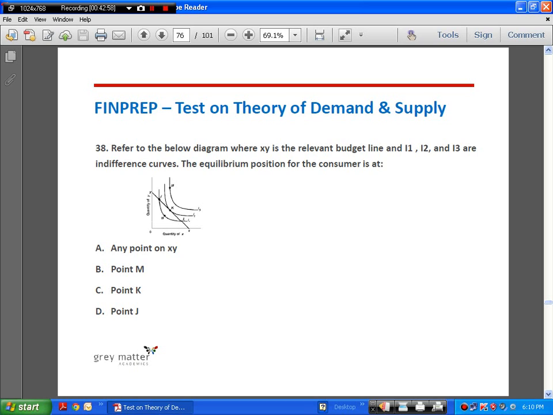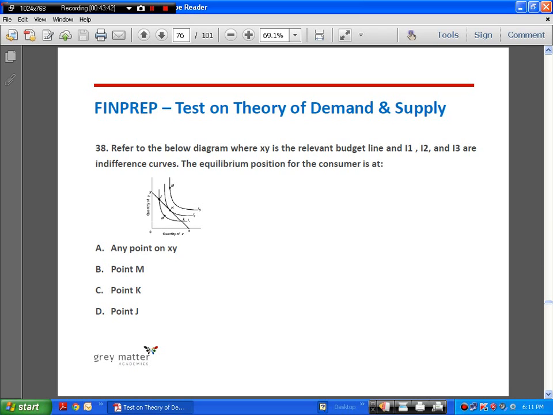Now, we need to know why it is not at point J or at point L. At point J and L, you will notice that the budget line and indifference curve intersect each other, and MRS and the slope of budget line and indifference curve are equal. The same thing holds good at point L also. But why, compared to point J and L, is point K preferred? Or why is the equilibrium at the point where the indifference curve is tangential to the budget line?